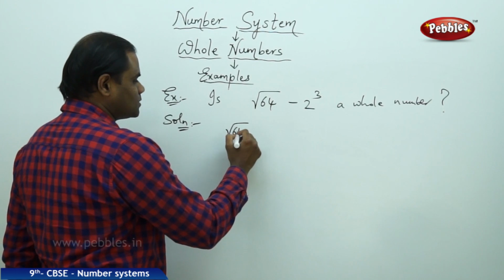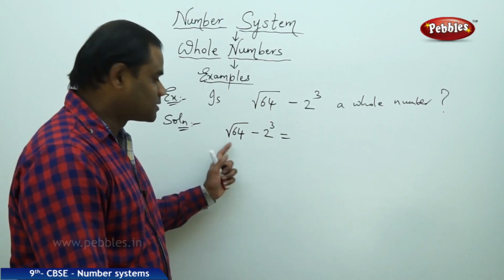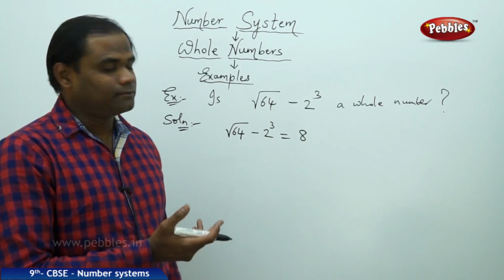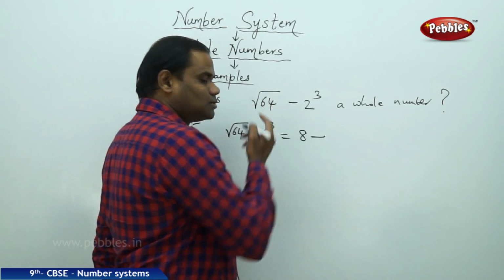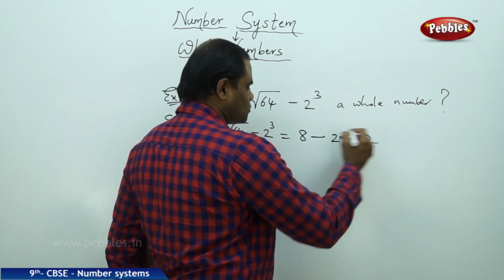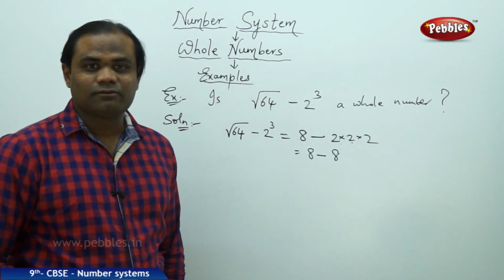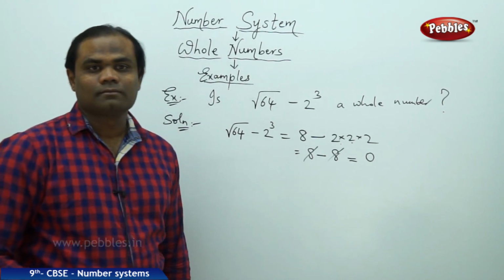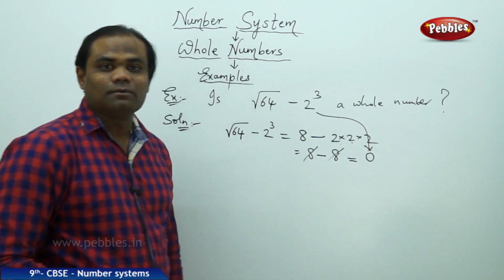The given question is root 64 minus 2 cube. As we know, root 64 is 8, because 8 square is 64, and under the root this gives me 8. So root 64 is 8 minus 2 cube, which is 2 times 2 times 2, which further gives me 2 2's are 4, 4 2's are 8, and this finally simplifies to 8 minus 8, which is 0. Now I have the most simplified form to be 0.